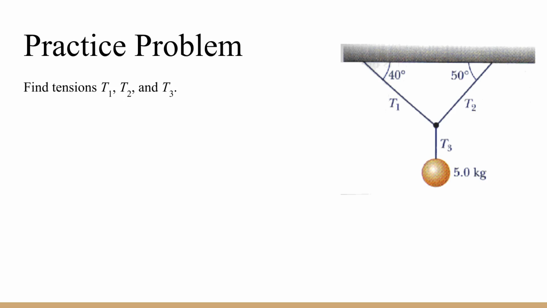So here's a practice problem. It's sort of tricky, but if you know how to draw a free body diagram, it should help you. We're asked to find the tensions T1, T2, and T3. And we have a 5 kilogram bowling ball attached to a rope with tension T3. Then these two ropes have tensions T1 and T2 respectively, and they're hung at angles of 40 degrees and 50 degrees.